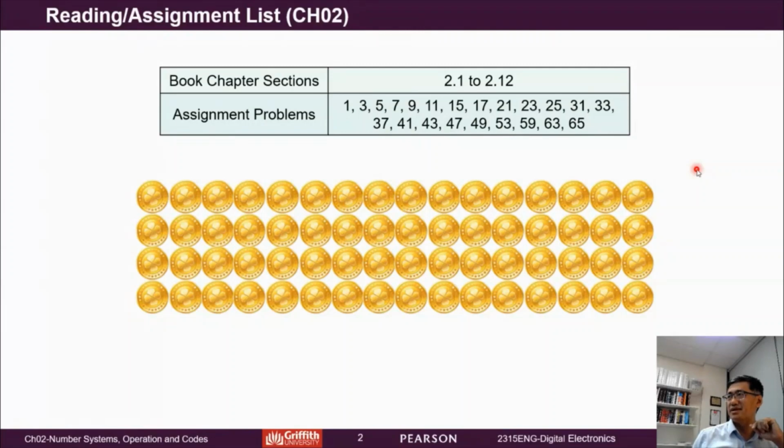Count them. Yes, pick them up. Pick them up and hide somewhere, and count them, give them value. Maybe first of all, we need to know how many we have, right? We have many of them. So how do we count them? And how do we use some symbol to represent the quantity of these coins?